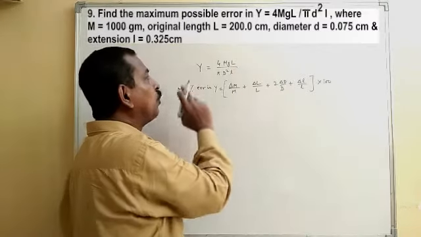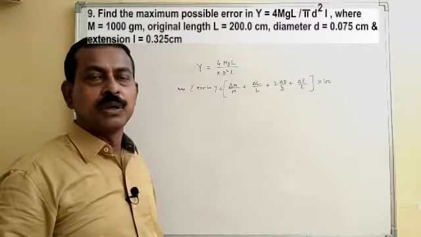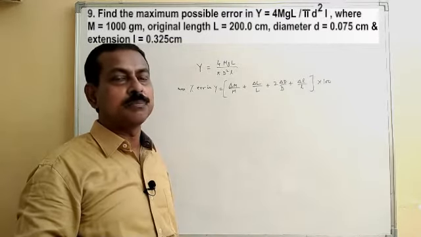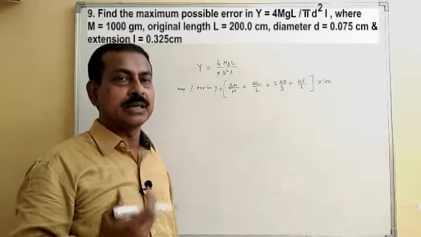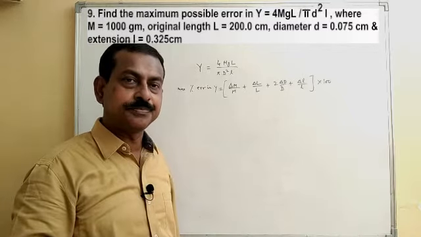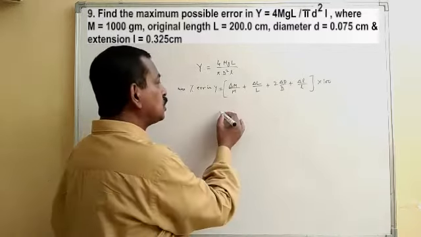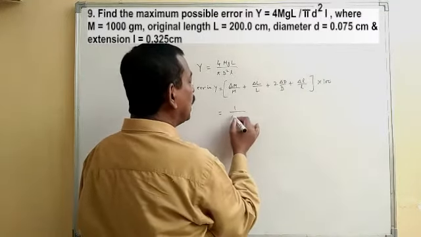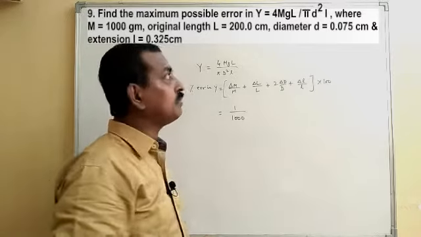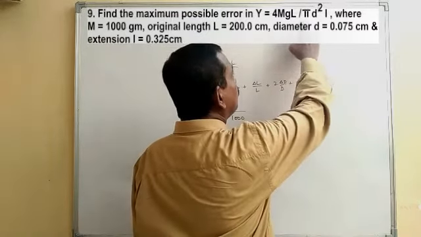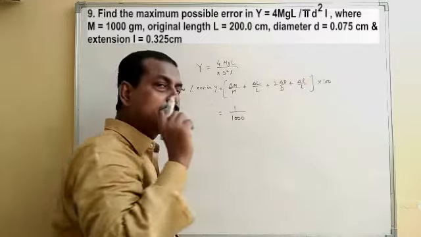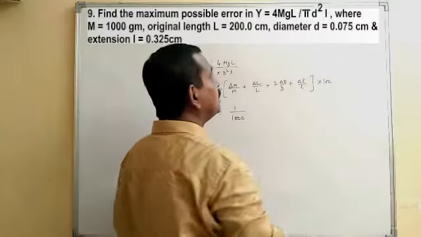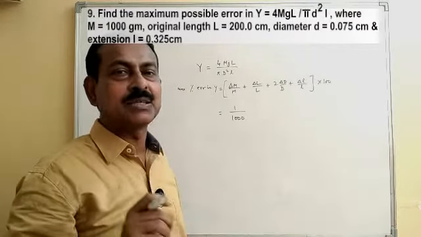We have not taken 4 and pi. As they are constants, definitely they will not come into the error, because we have not measured them. So this will be delta m. Now for this one, it is 1 by 1000. Why? Because the minimum measurement we can do is 1 gram, and in that case it will also represent the maximum error.